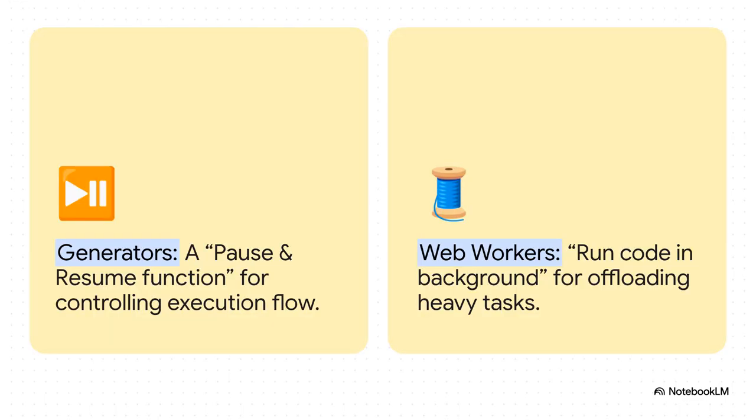If you only take away one thing from this, let it be this. Think of generators as a pause and resume function. You are controlling the execution step by step. And think of web workers as a way to run code in the background. You're offloading a heavy task completely.